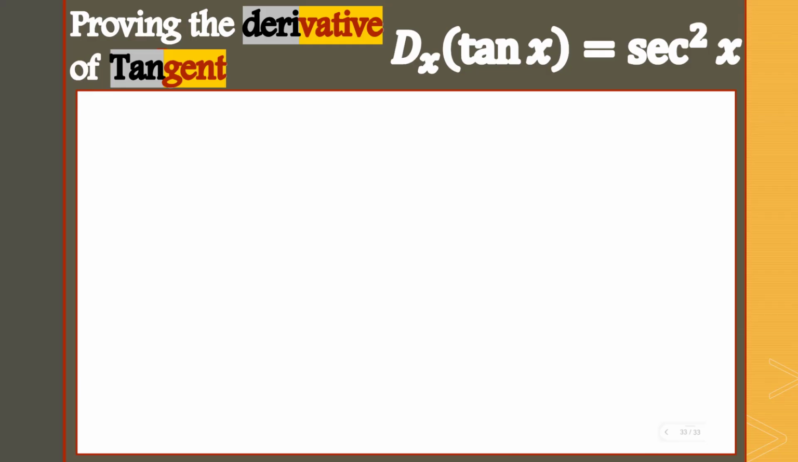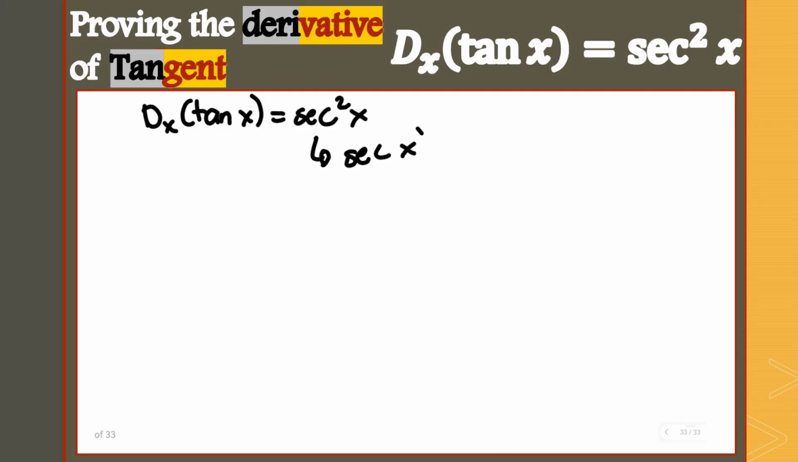Now, we will not be using here the definition for a derivative, but we are going to look into the relationship of tangent using sine and cosine. Again, we will be showing that the derivative of tangent x, as given here, is the square of secant x. Take note, this is also equivalent to saying secant squared x.